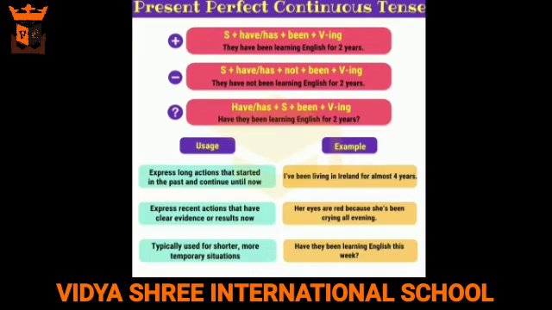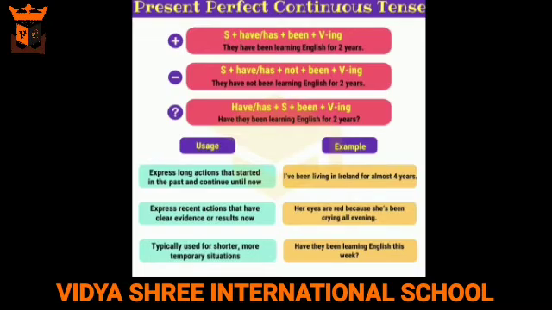Talking about its form, in affirmative, it is subject plus has/have plus been plus ing form of verb. In negative, it is subject plus has/have plus not plus been plus ing form of verb. And in interrogative sentences, the structure is has/have plus subject plus been plus ing form of verb.